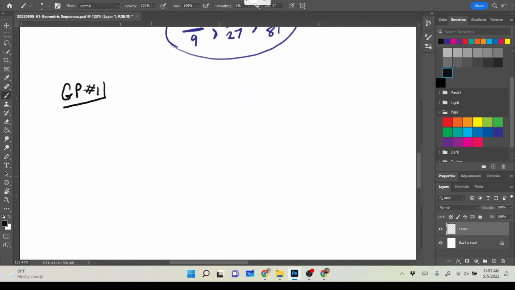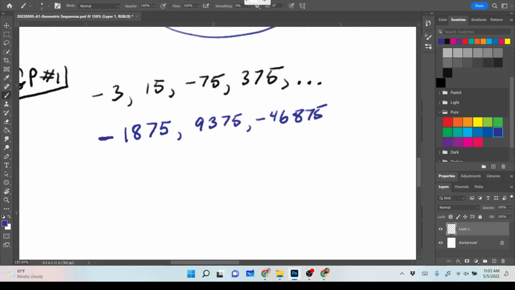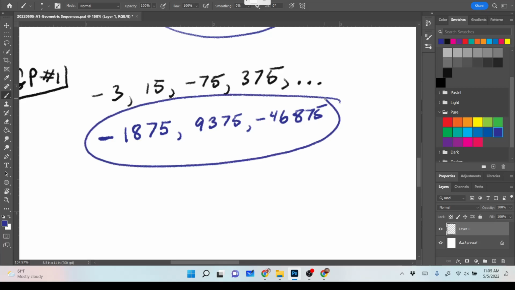So here's your sequence: -3, 15, -75, 375. List the next 3 in the sequence. Ready to go. Is this geometric? Yes. I probably should have said, is it? But it's the same instructions as before. So there's where we should have ended up, right there. Any questions there?